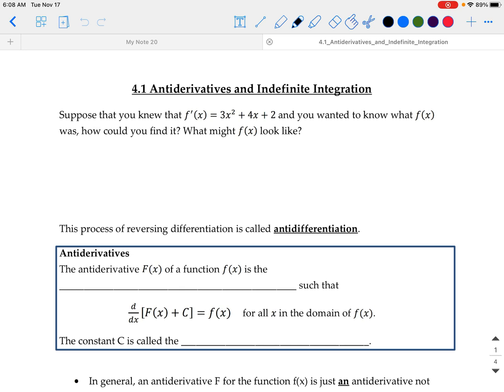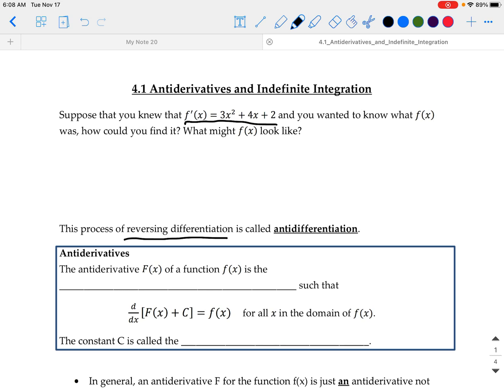The process of reversing differentiation is called anti-differentiation. So what we're going to do is start with functions that are themselves derivatives of some kind, and try to go backwards and figure out what the original function is. So up at the top here, suppose we knew f prime of x was equal to 3x squared plus 4x plus 2, and we want to know what f of x was.